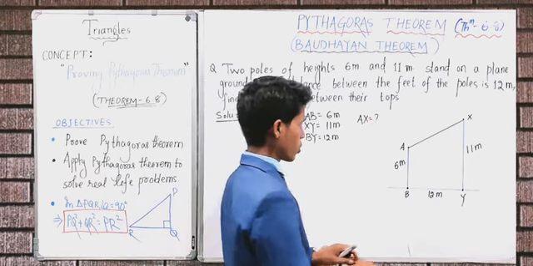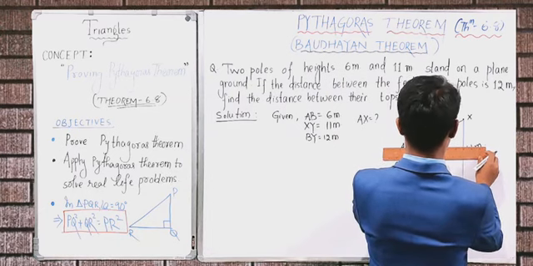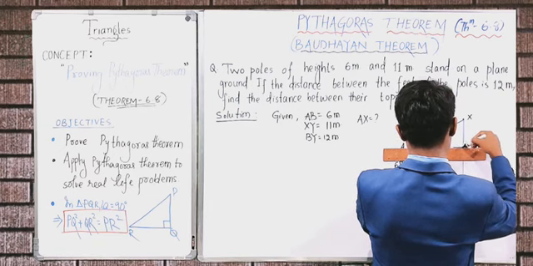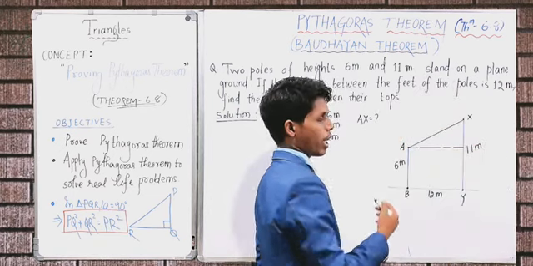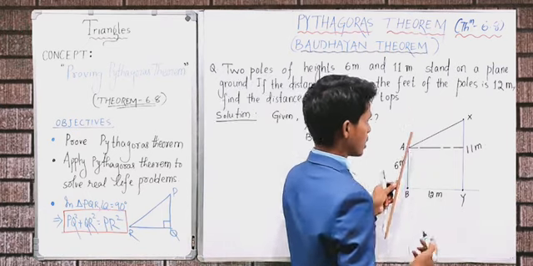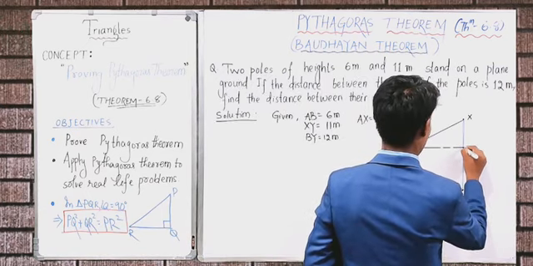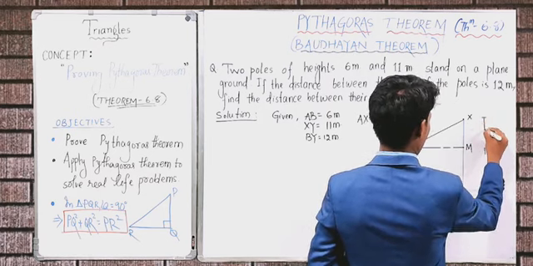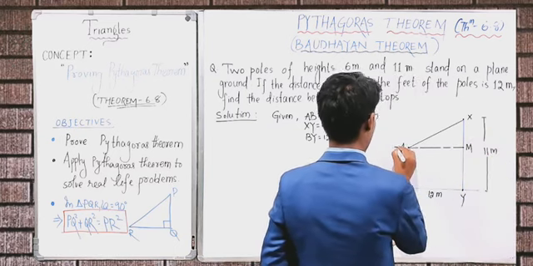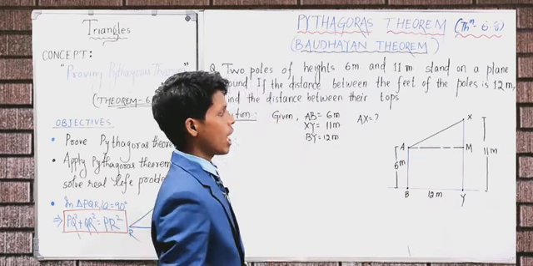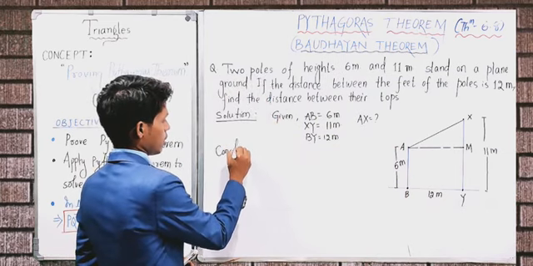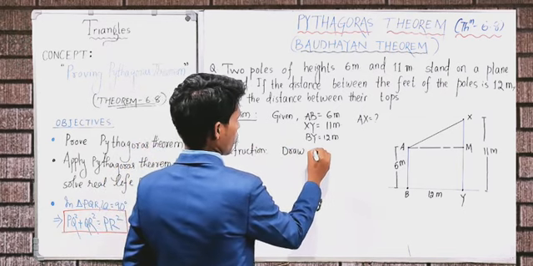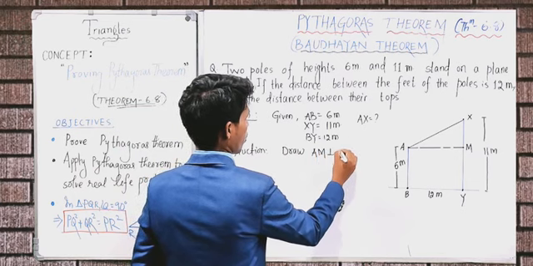So for this, let's construct another part, that is we will construct a perpendicular onto XY from A, so that we can get a right triangle as you can see in this figure. So let this name be M. Okay, so now we constructed, let's write it, under construction, draw a perpendicular AM onto XY.